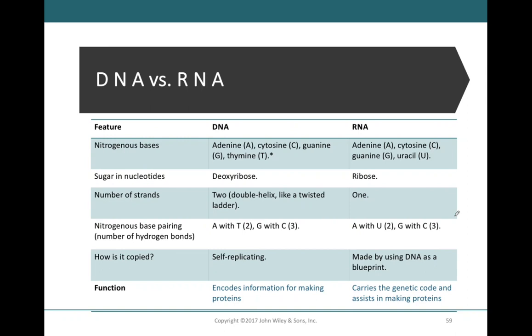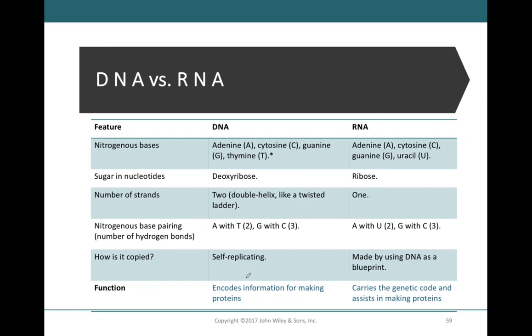One of the things that we're going to learn in Chapter 3 is that DNA self-replicates itself, while RNA is actually going to use DNA as a blueprint. So for right now, don't worry about this until we get to Chapter 3, but we will learn about protein formation and how RNA is actually going to be using DNA as a blueprint.